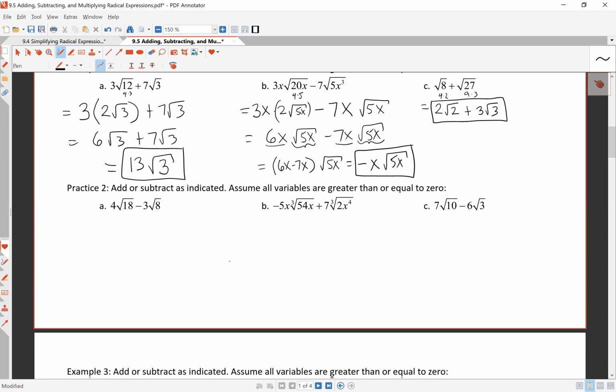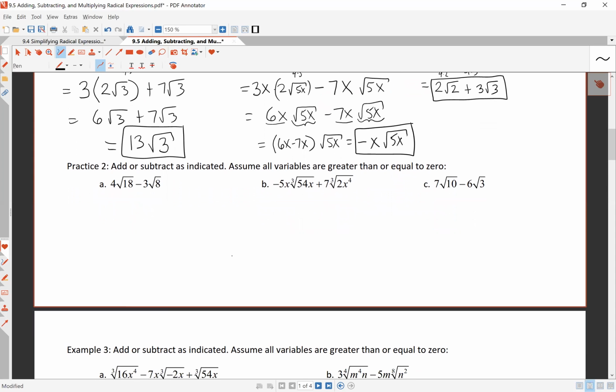And here are 3 practice problems for you to try. I encourage you to press pause on your video and work these out, and come back when you're ready to see the solution.